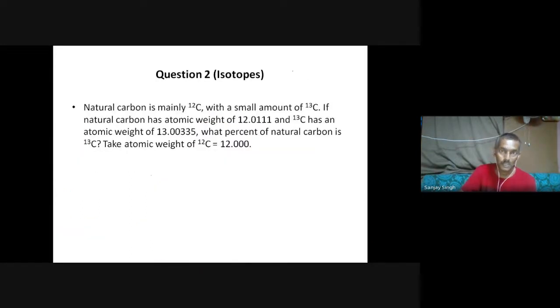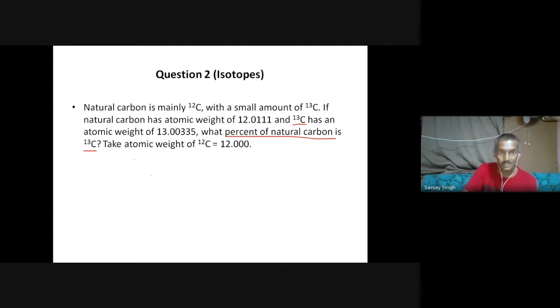Question number two is also based on isotopes, but over here we are not going to find the average atomic weight. Instead, you're going to find the percent of natural carbon that is isotopic carbon-13, whereby the atomic weight of carbon-12 given is 12.00. The natural carbon has a weight of 12.0111, and using that, you also need to find the isotopic carbon-13, which has an atomic weight of 13.00335.